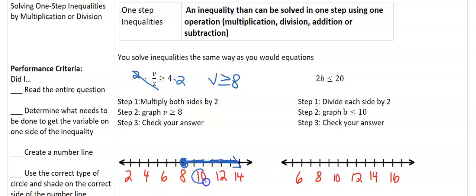If I plug in 10 for b, I would have 10 divided by 2 is greater than or equal to 4. 10 divided by 2 is 5, which is in fact greater than or equal to 4.